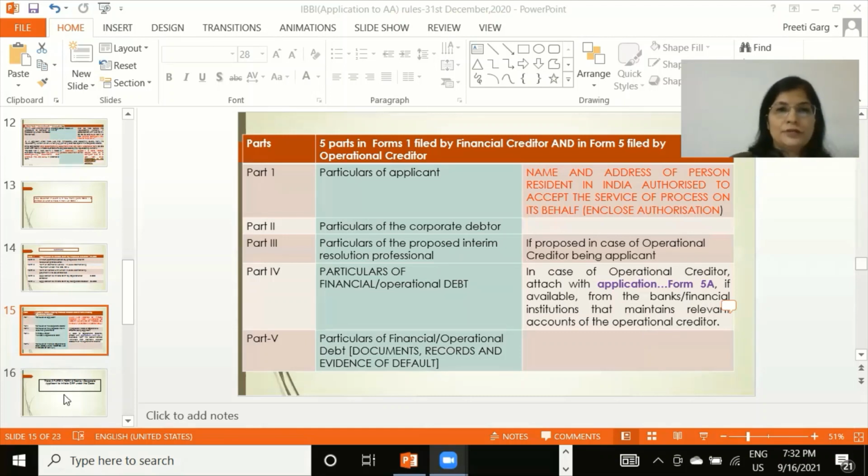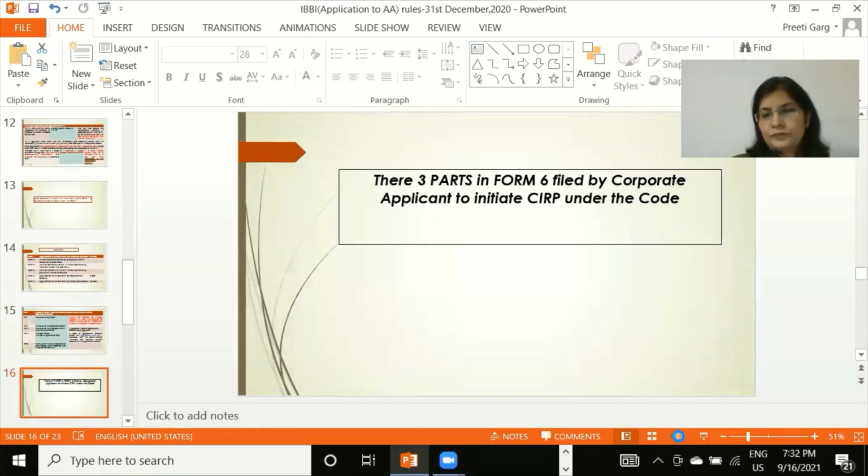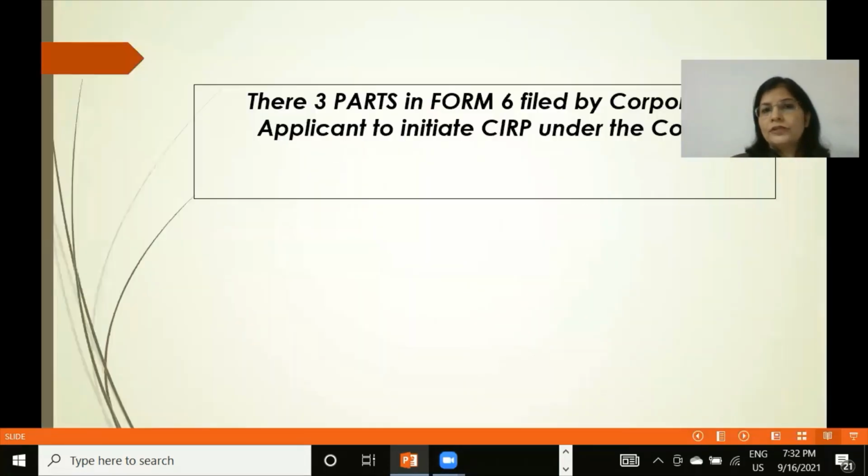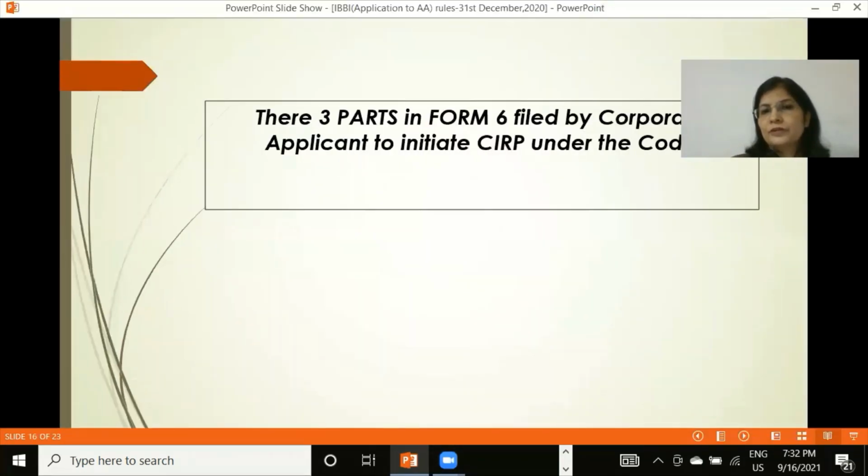This is what we have done in summarized form, but the next is there are only 3 parts in Form 6 which are filed by the corporate applicant to initiate CIRP under the code.